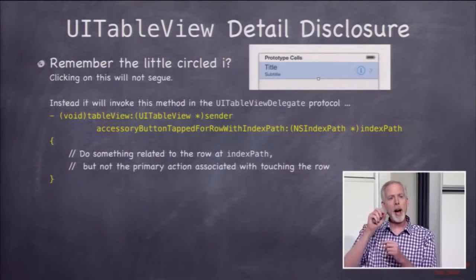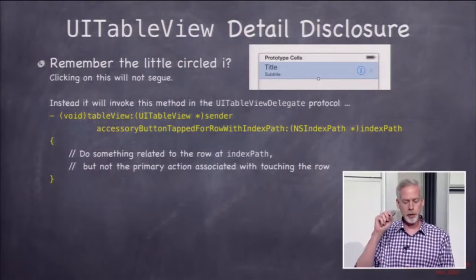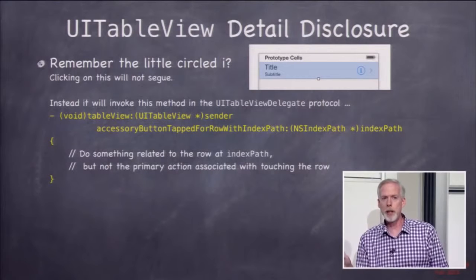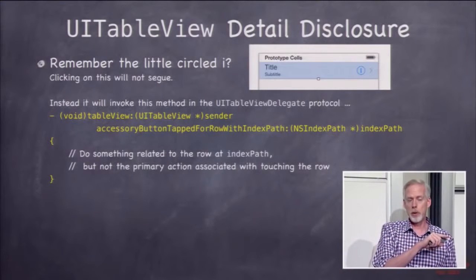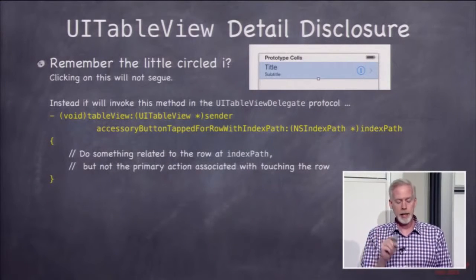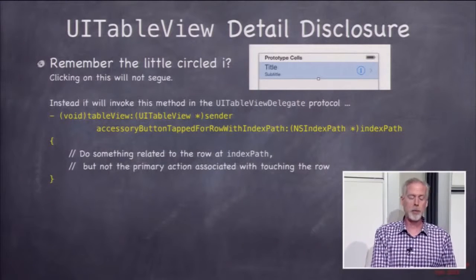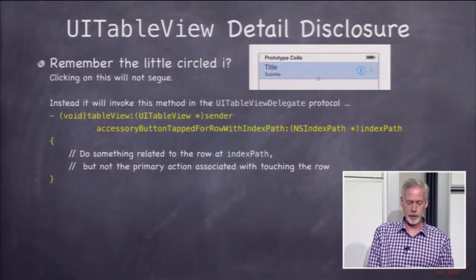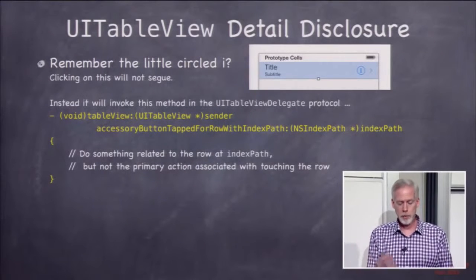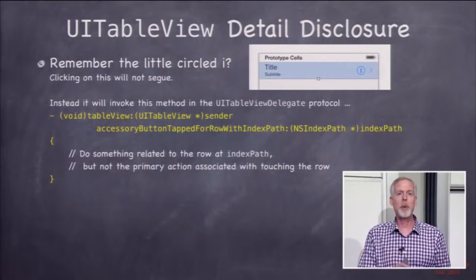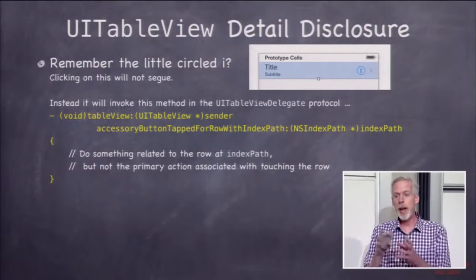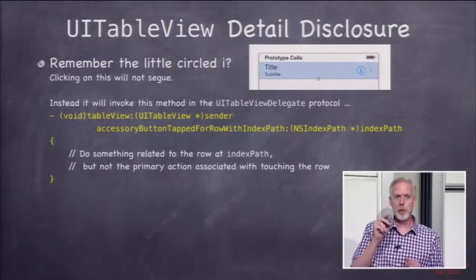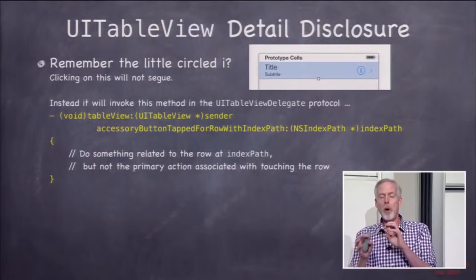Remember that little circled i that I showed you earlier, that special detail disclosure thing? When you tap on it, it won't do what the row normally does. If you tap somewhere else in the row, it will do its normal thing. But if you tap on the little i, instead it will call this method in the UI table view delegate protocol, called table view accessory button tapped for row with index path. And it does exactly what you might think. It tells you the index path of the little circle that was pressed. So this is usually where you would provide some ancillary information. You wouldn't do the main thing that the row does. You would go do something related to what's in that row, but different.